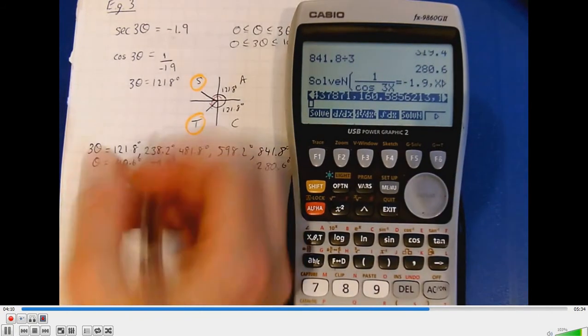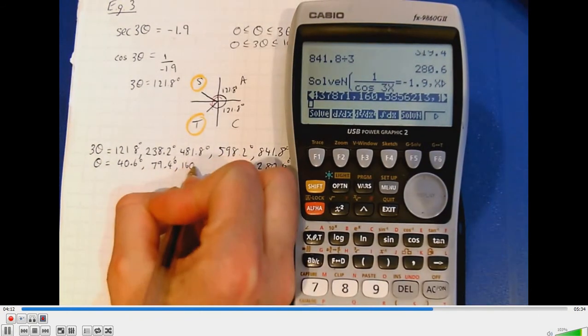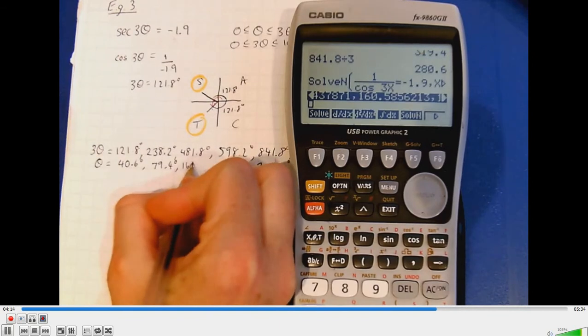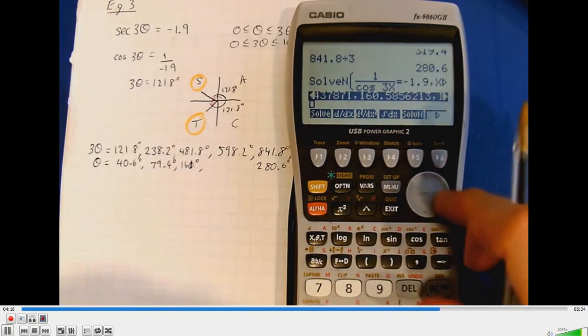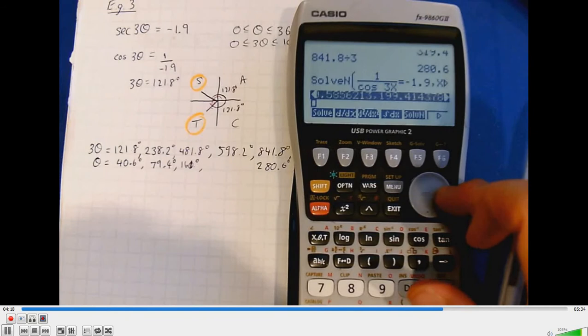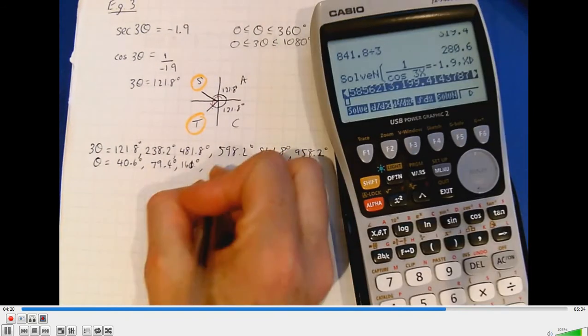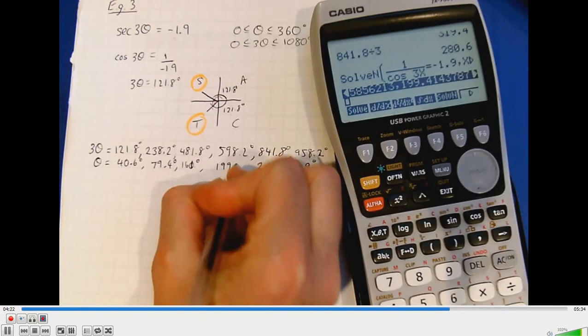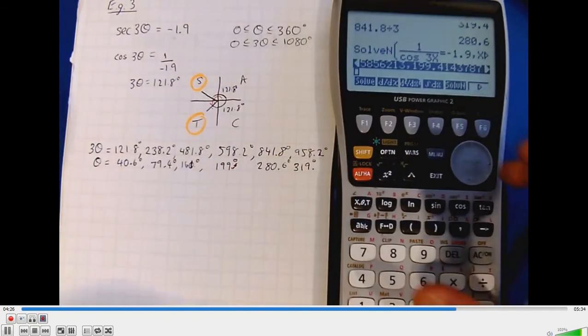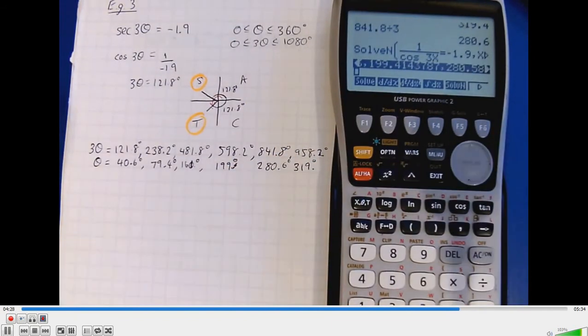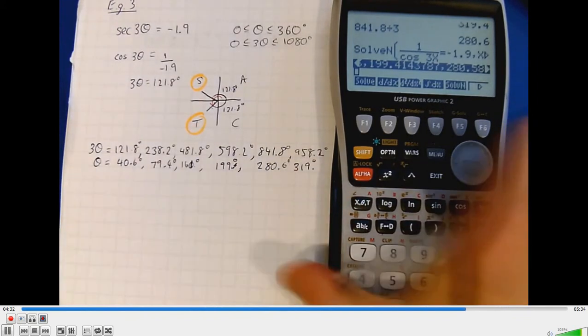So then 160.1, we'll round it to 199.4, so that'll just be 199, and then we should hopefully be on, yes, 280. Okay, so those are our answers.